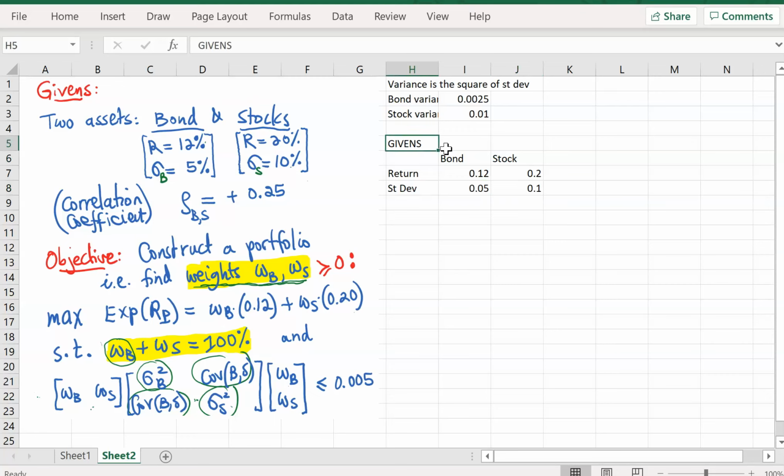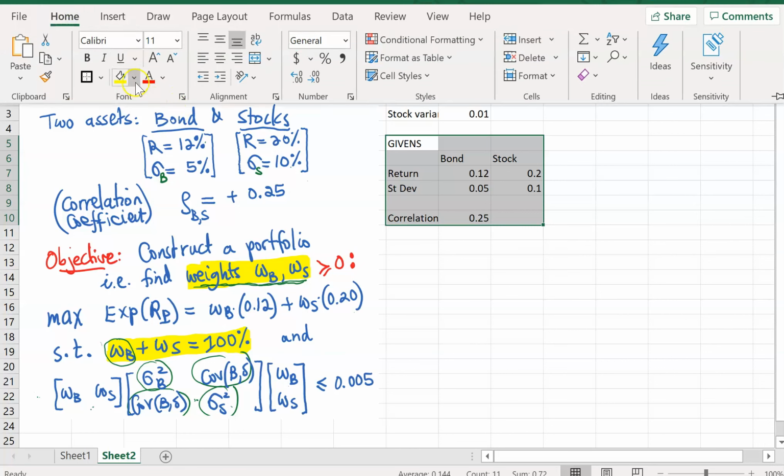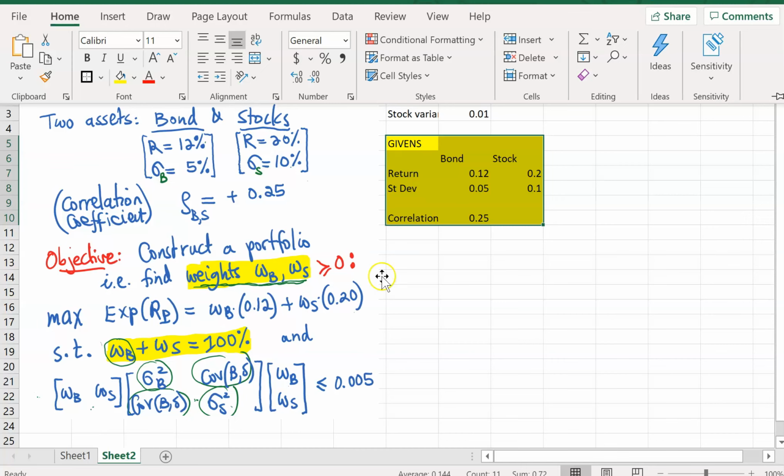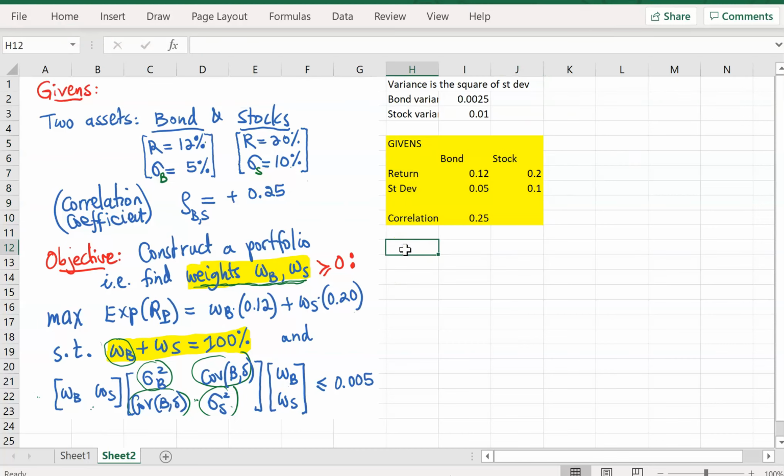So far we know these are the givens. Oh, sorry, we're also given the correlation coefficient, right? So the correlation between them is 0.25 positive. Awesome. So these are the givens, and in fact, let me just go ahead and highlight them maybe in yellow, because those are the givens. There you go. Now we want to construct a portfolio, right?